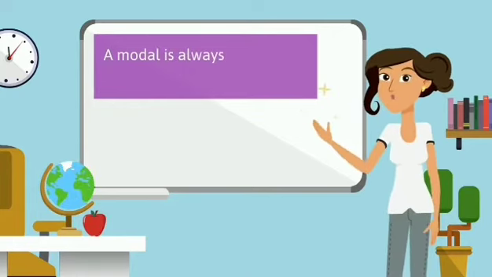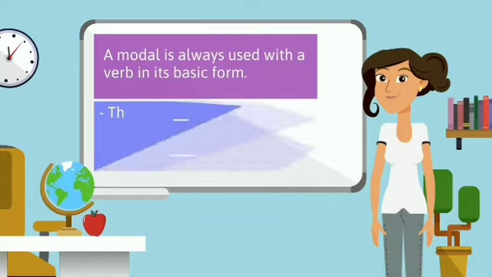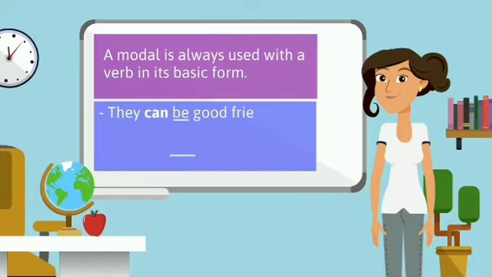A modal is always used with a verb in its basic form. So it's always followed by verb 1 in affirmative sentences. Let's see the examples. First, they can be good friends. Next, Lucy will join us tomorrow. In the first one, the modal can is followed by be, verb 1. And in the second one, the modal will is followed by join, verb 1.